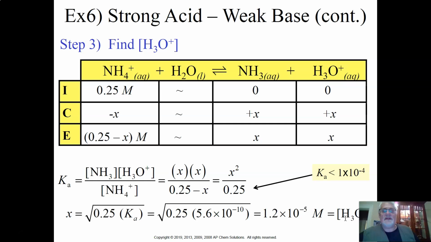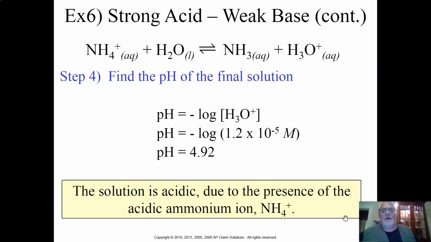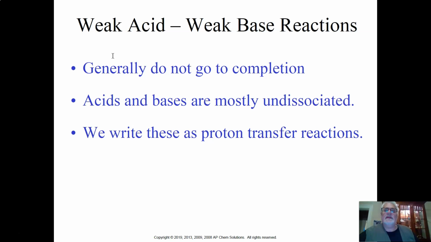So this is just like that weak acid problem with one less step, because there we had the pOH and here we have the pH. So this is why the solution is acidic, due to the presence of the ammonium ion, and we did cover some of that stuff in chapter 4 too. Okay, so there's your proof of that right there.